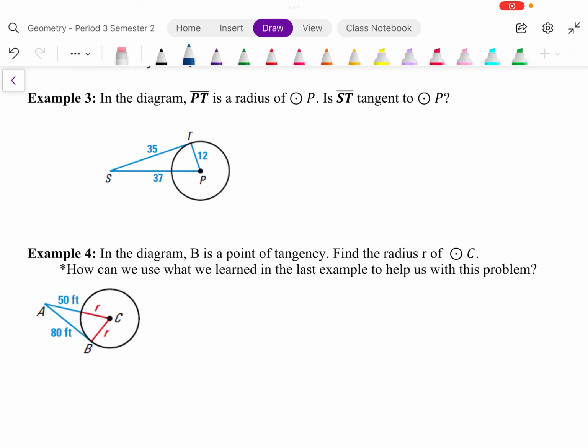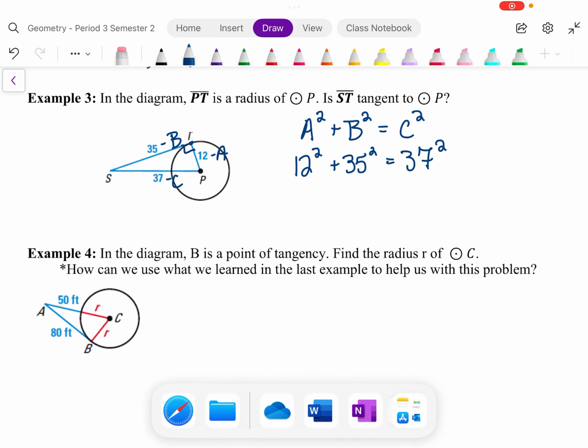So in the diagram, PT is a radius of circle P, and they want us to figure out if ST is tangent to circle P. If ST is tangent, that would mean this is a right angle, making a right triangle. So we want to show that it works or doesn't work. So we're going to use Pythagorean theorem. Remember, C is always opposite of the 90-degree angle, and A and B are just the two legs of the right triangle. So we can do 12 squared plus 35 squared equals 37 squared. And we want to make sure that this is true.